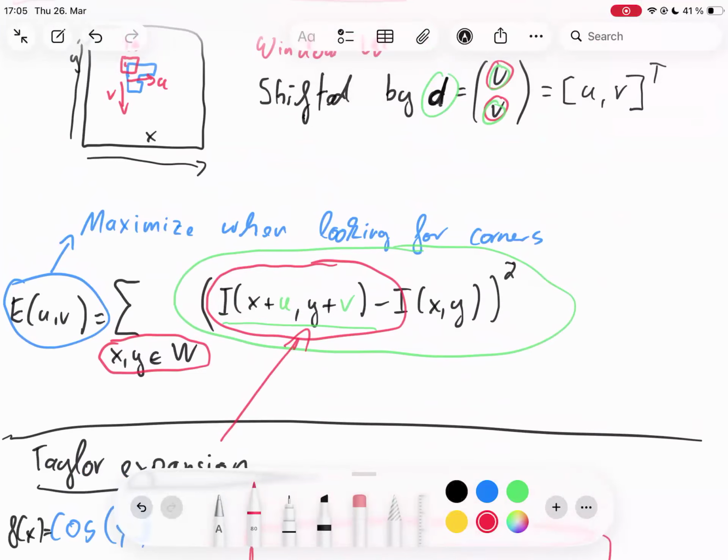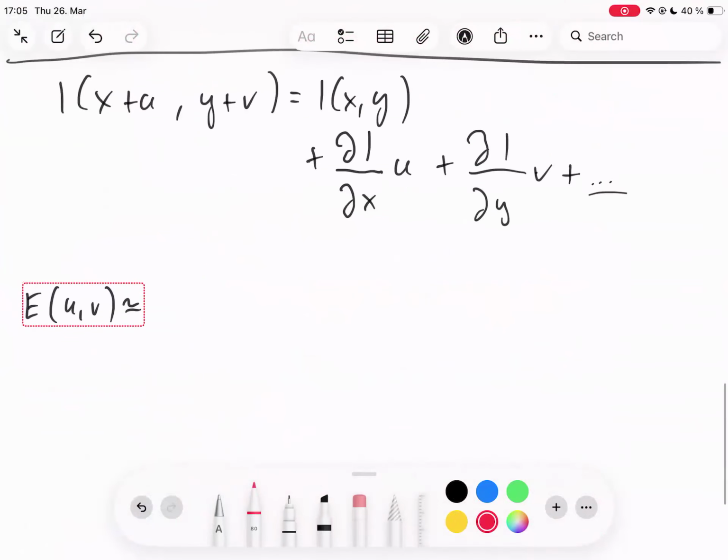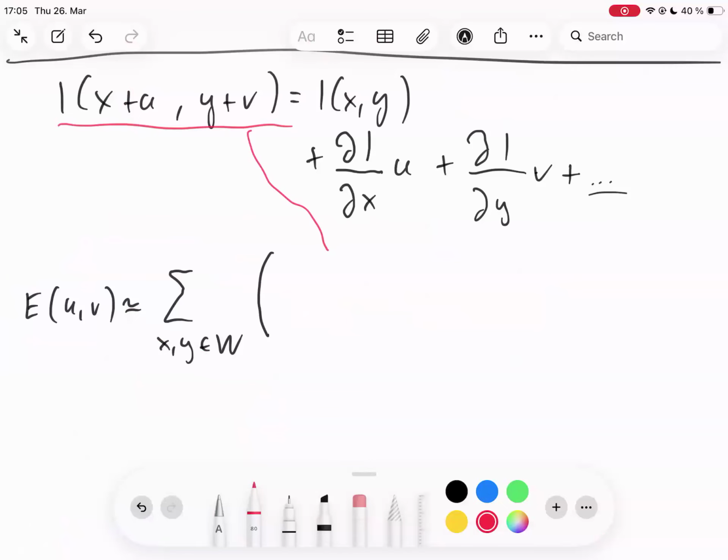So in this red part, we just plug in what we got from the Taylor expansion for this part. We keep this minus here, so we only put this one in. And this will be our sum as shown before, over xy from the window. And we had this one, but we put in now the Taylor expanded one, which is an approximation.